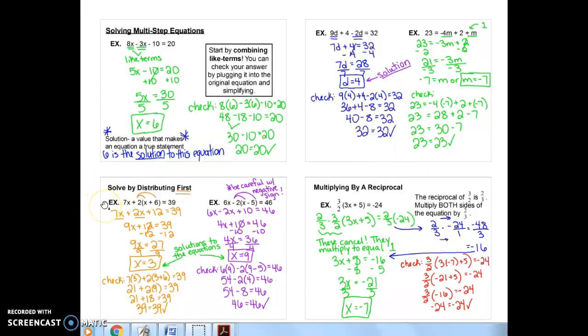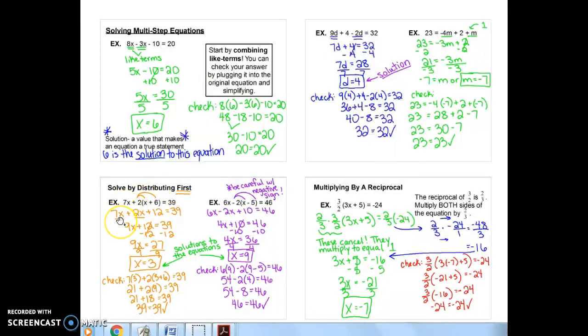Okay, now the next two examples, we're going to have some parentheses. Anytime you have parentheses in an equation, you're going to have to distribute. So 7x plus 2 times the quantity of x plus 6 equals 39. Now in this case, I have a whole number that is outside of the parentheses. So I'm going to start by distributing that whole number in.